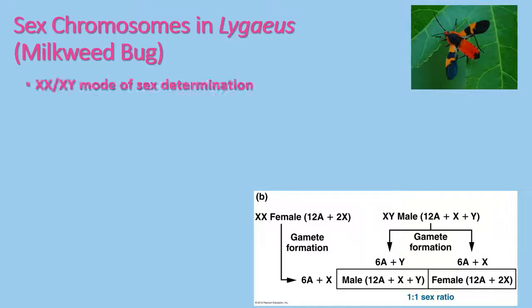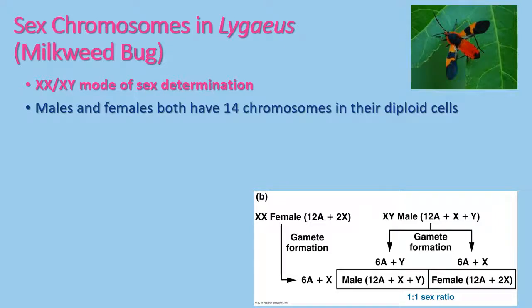Now, a milkweed bug is more like humans. It has the XX-XY mode of sex determination. So females are XX and males are XY. And so down here you can see you get that same 50-50 male to female ratio, or 1-to-1 sex ratio. But it's because females will always donate that X chromosome, and males will either donate 50% of the time they'll donate a Y, and 50% of the time they'll donate an X.